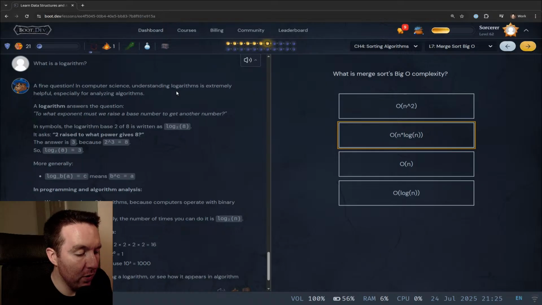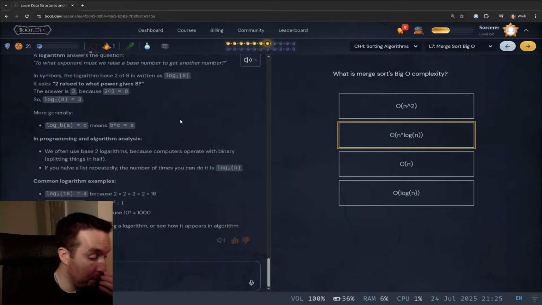In symbols, the logarithm base 2 of 8 is written as log 2 8. It asks: 2 raised to what power gives us 8? The answer is 3, because 2 to the power of 3 is 8. In programming and algorithm analysis, we often use base 2 logarithms because computers operate with binary splitting. If you repeatedly halve a list, the number of times you can do it is log 2 n.